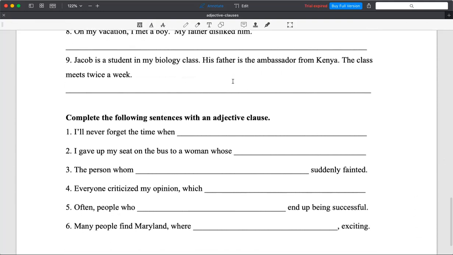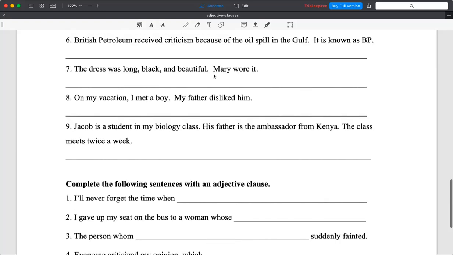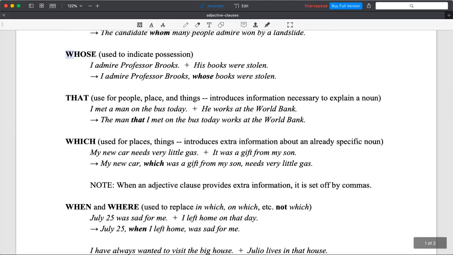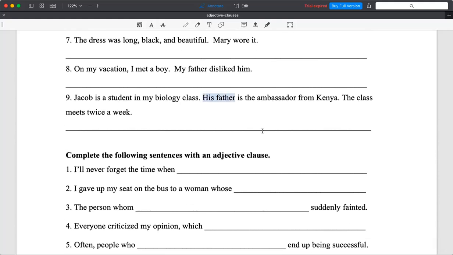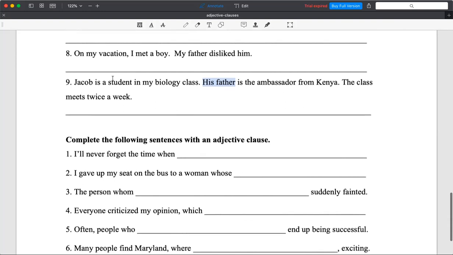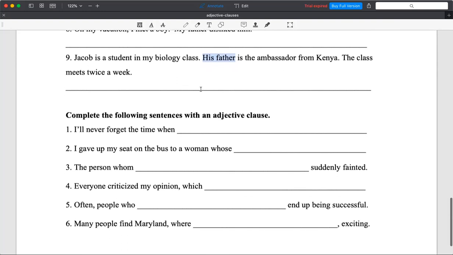Number 9, William. Jacob is a student in my biology class. His father is an ambassador from Kenya. The class meets twice a week. That's a complex one. Jacob is a student in my biology class. Whose father? Very good, William. But whose is spelled W-H-O-S-E, no apostrophe, and is one pronoun. Because we learned whose is a possessive case, if I say his book, I say whose books. Because it said whose father, his father, I change it as whose father. You were correct, aside from the spelling, W-H-O-S-E. So I would say Jacob is a student in my biology class, whose father is an ambassador from Kenya.